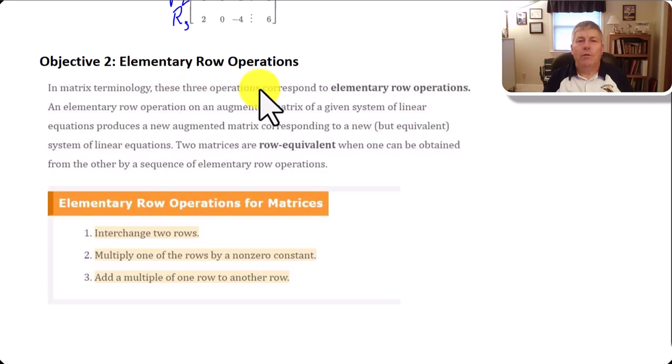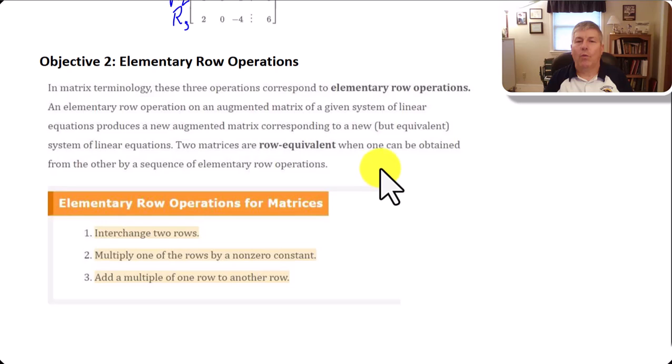In example 2, we're going to introduce elementary row operations. And we can do this for an augmented or coefficient matrix. But row operations produce equivalent but new matrices. And this helps us solve a system of linear equations.